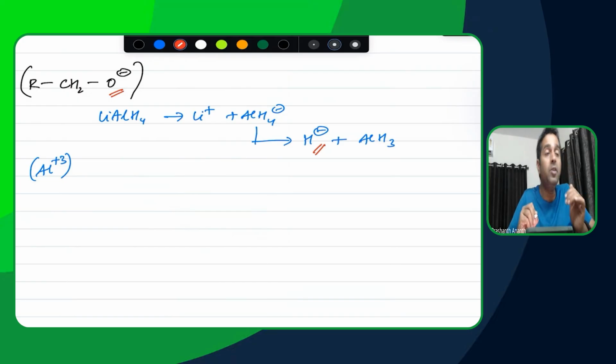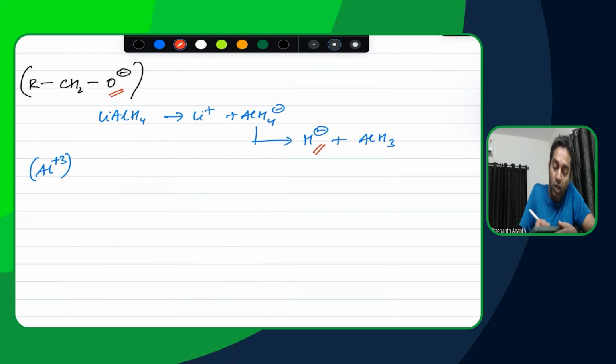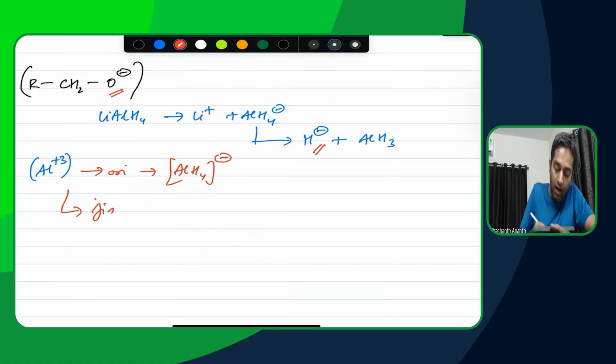Why? Because aluminium is more metallic in nature, meaning it prefers something which can hold the negative charge in a better manner. More electronegative, exactly. So oxygen is a much more preferred partner for the aluminium 3 plus ion. So what is going to be happening here is that the aluminium 3 plus was originally present in the form of AlH4 minus. It is trading the H minus ion, which is not that good of a partner, for a better partner.